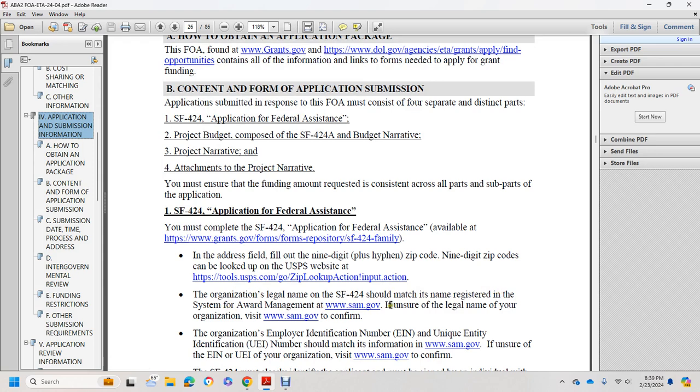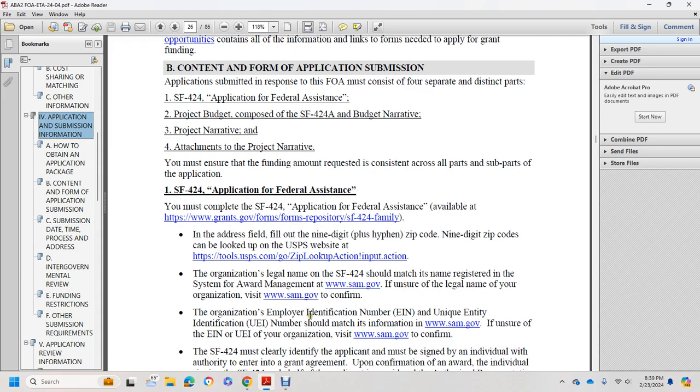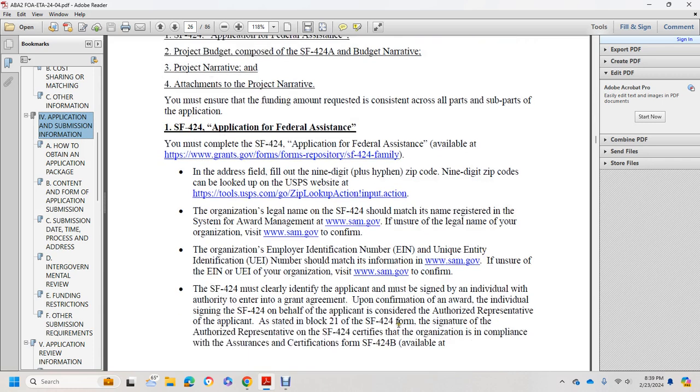the System for Award Management, www.sam.gov. Check SAM.gov to confirm the legal name of your organization. The organization's employer identification number and unique entity identifier should also match the information at SAM.gov.